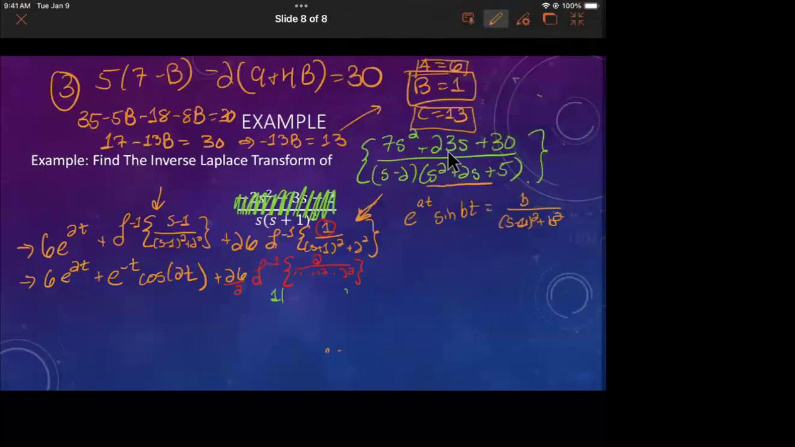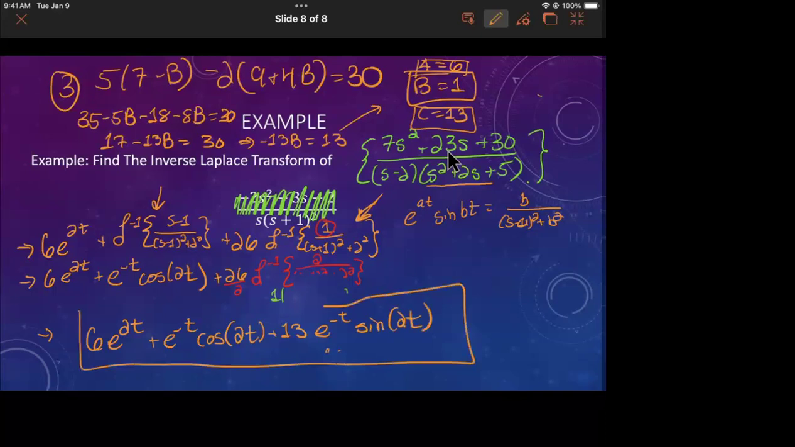So this inverse Laplace transform is 6 times e to the 2t plus e to the minus t times cosine of 2t plus 13 times e to the minus t times sine of 2t. And that's your answer. I'm pretty tired at this point.